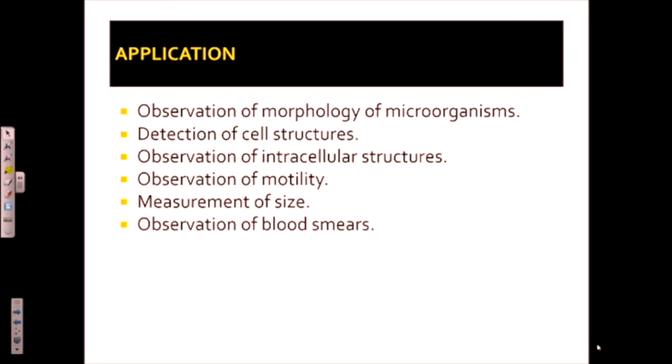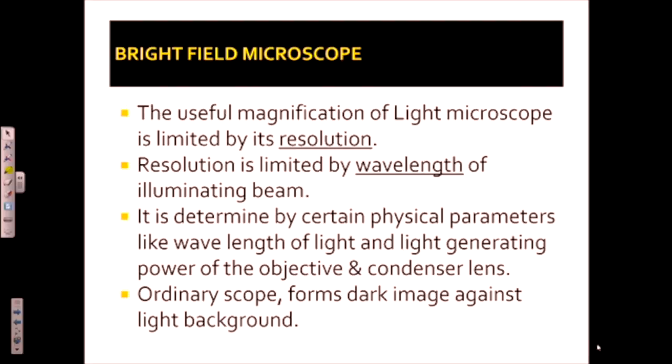So the main application is observation of morphology. You can detect cell structure, you can do motility. You can see blood smears. It's extensively used in forensics and all that. And the useful magnification of a light microscope, that's one of the problems, is the resolution, because what you see under the scope may not be very well resolved, because the resolution is limited by the wavelength of the illuminating beam.